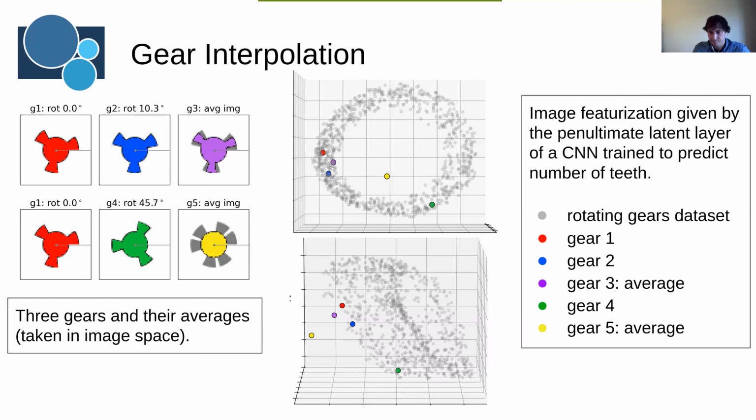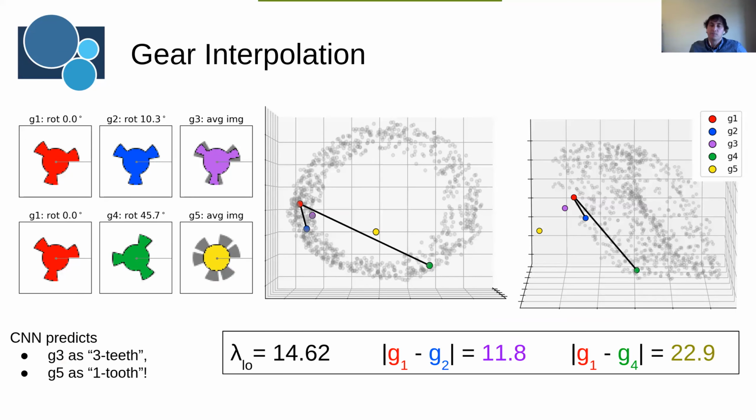And the problem, if now we actually put some distances and we make metrics, so for the model that we've trained, we figured out that lambda low was this number, 14.62, whatever. And the distance between the red and the blue gear is 11. So that's less than lambda low, so interpolation is safe there. And the model should think that the interpolation between red and blue is still a 3-tooth gear. And in the bottom left, you see that the network does predict that. So that means that the local geometry of the model is matching that of the data.